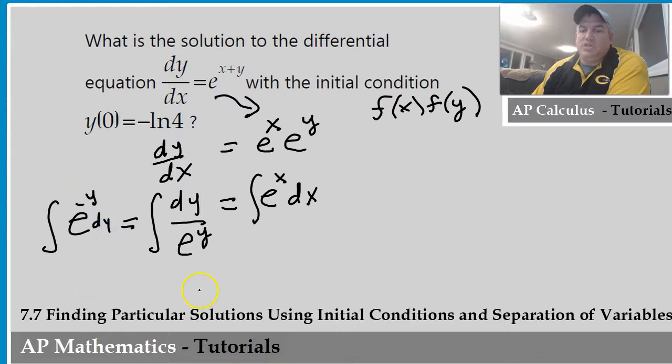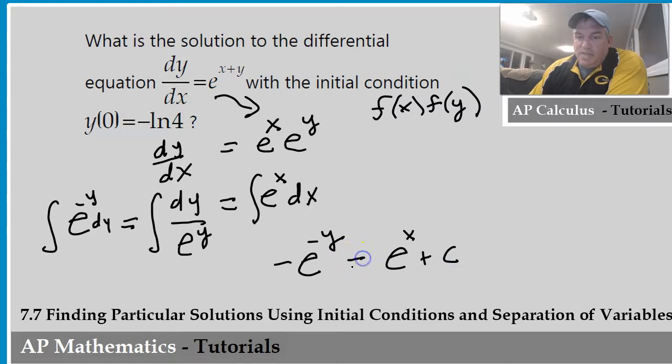All right. So when we integrate the left-hand side, it's just going to be negative e to the negative y. And on the right-hand side, that's nice and simple. It's going to be e to the x plus c.